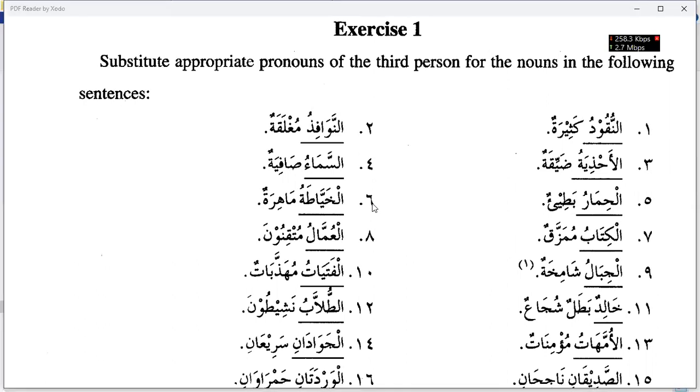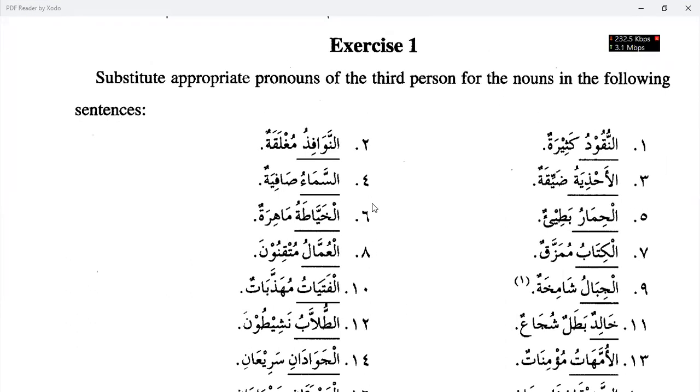Al-khayyatatu mahiratun. Huwa khayyatatu. Huwa mahiratun. Hiya mahiratun. Next student is Mrs. Rizwana.